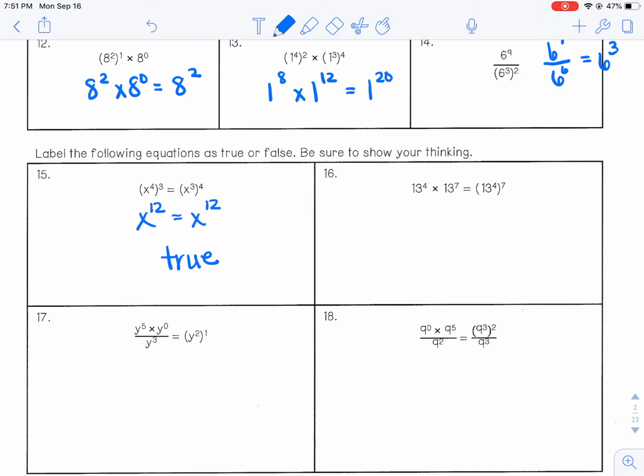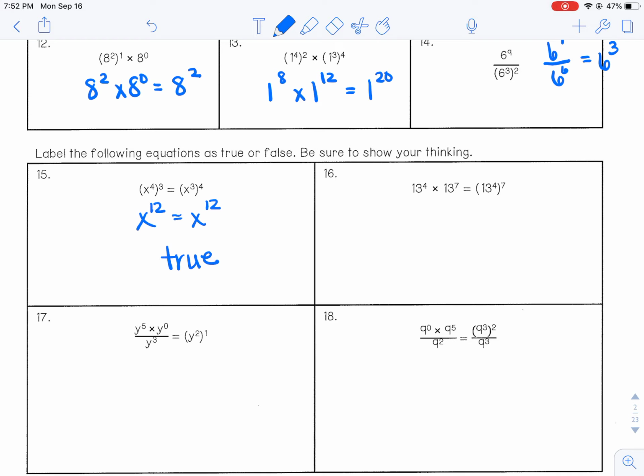I've got multiplication on the left side. I've got power to a power on the right side. So if we're multiplying and our bases are the same, we add the exponents. On the right-hand side, we have power to a power. We multiply those exponents. So I'm going to assume that this is false, but let's go ahead and prove it.